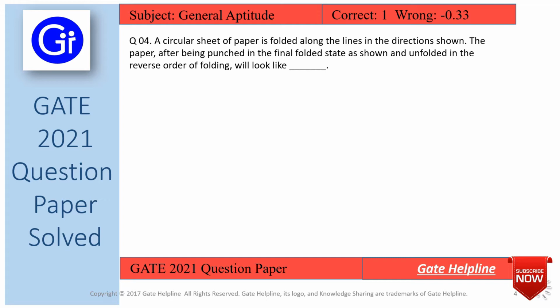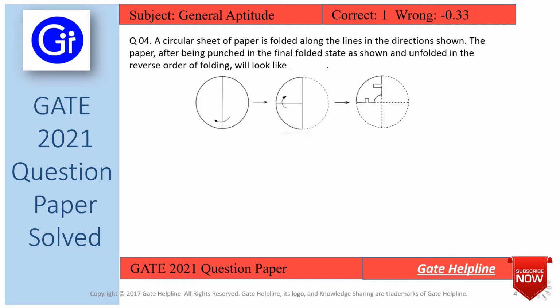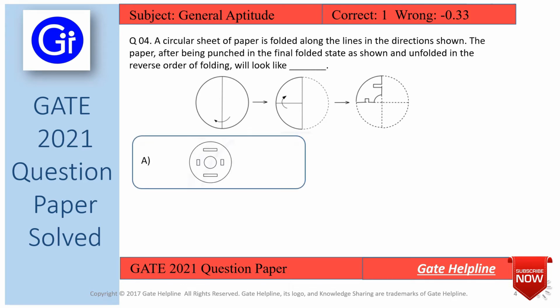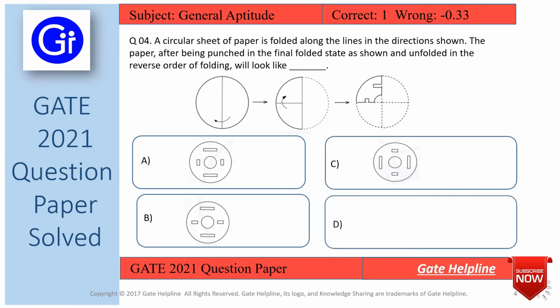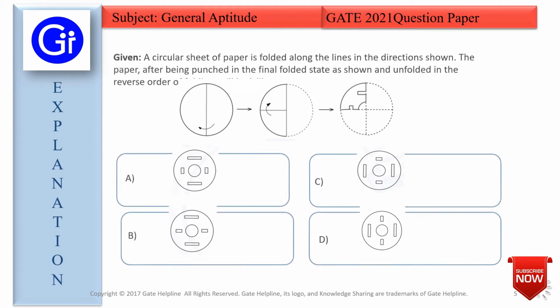The paper, after being punched in the final folded state as shown and unfolded in the reverse order of folding will look like dash. And this is the diagram of the paper, and the arrows are given as the way the paper is being folded, and the options are A, B, C and D. So friends, now we'll see the explanation to this question.